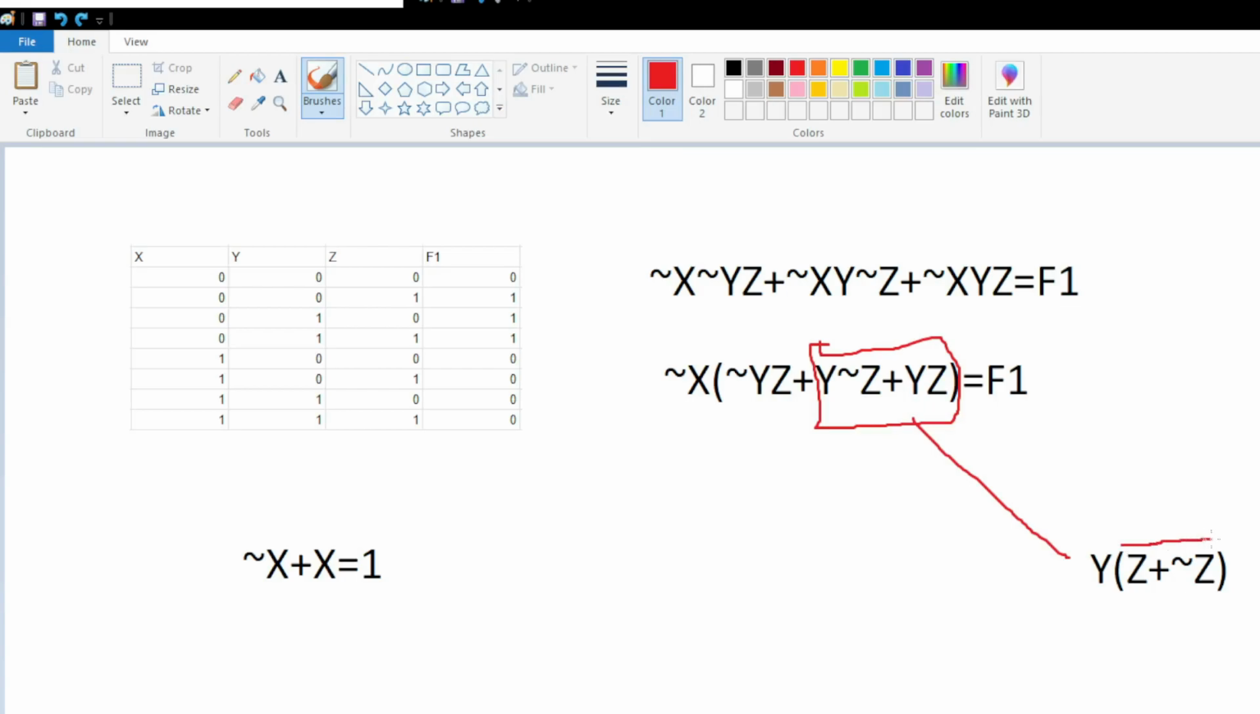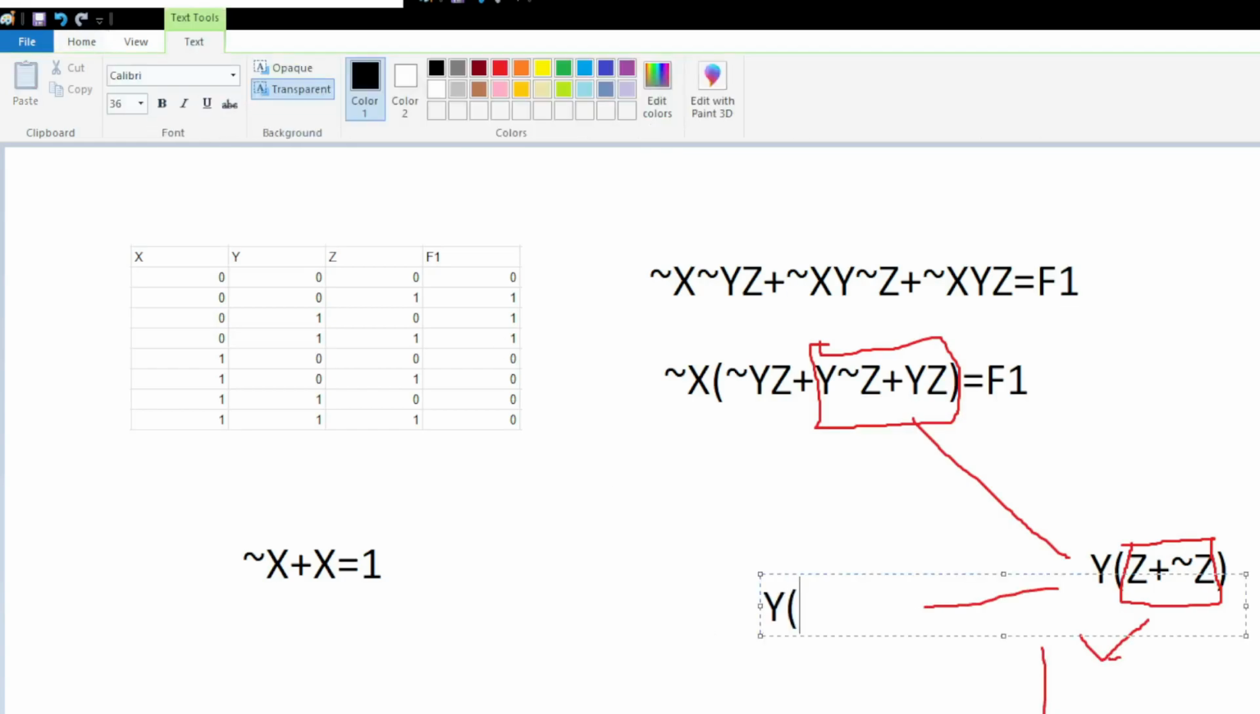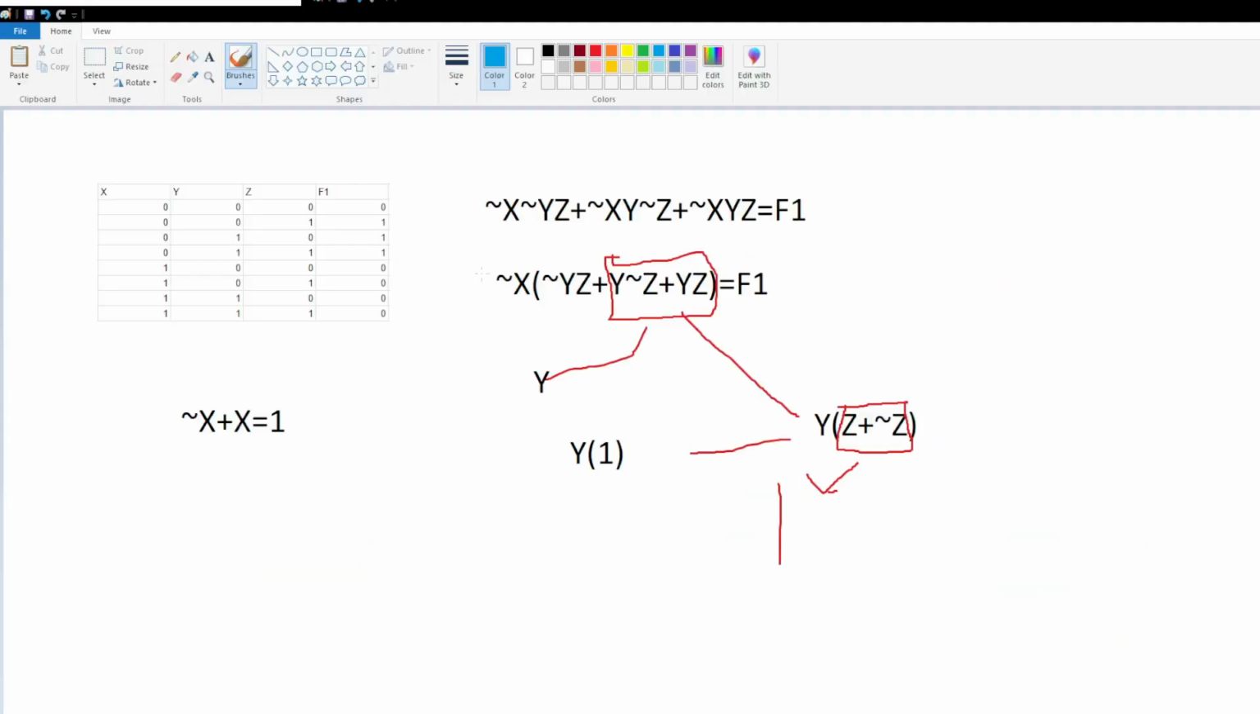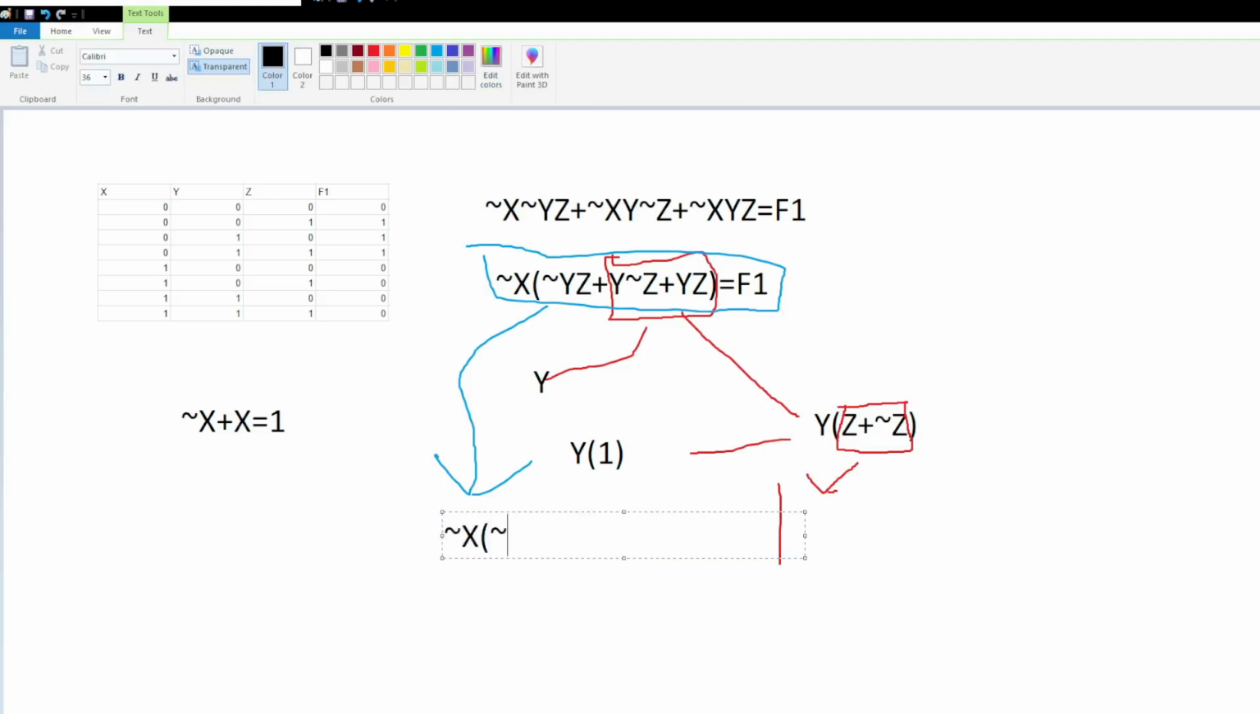So if you see here, we have z plus not z. We can apply that theorem and say, okay, z plus not z must equal 1. So this entire little bit here is going to be equal to y times 1. And as we know, anything times 1 is just itself. So what we end up seeing is that this entire expression right here that we outlined is just y. So our entire second step is going to simplify to not x times not y z plus y.